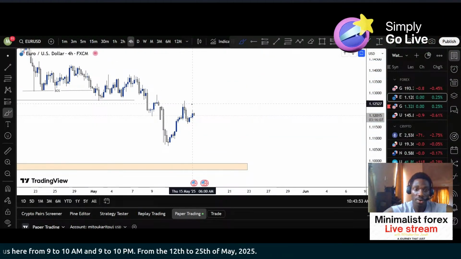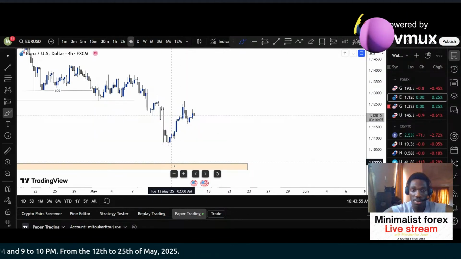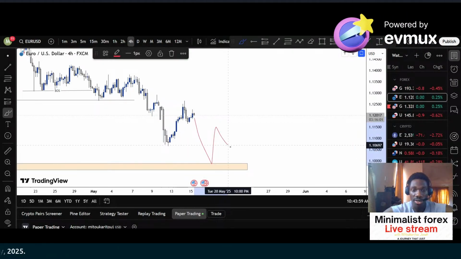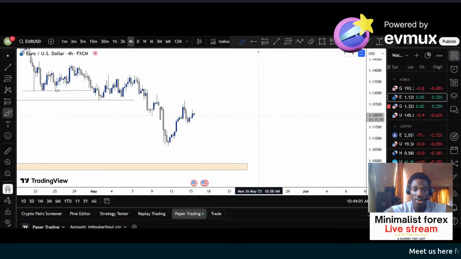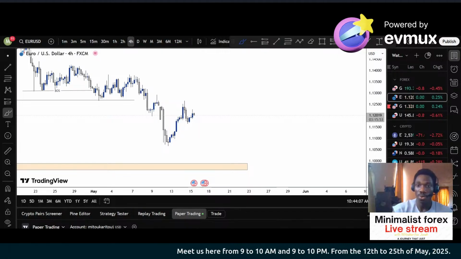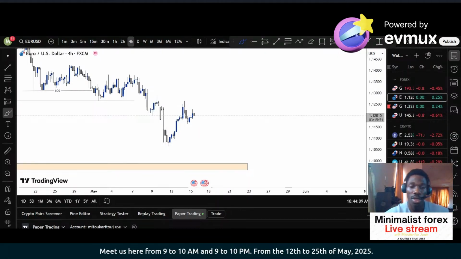So for now, price is close to this demand. So we're just expecting price to come down to this demand before it changes character and eventually goes up. So how are we going to capitalize on that information to catch the move we're expecting?